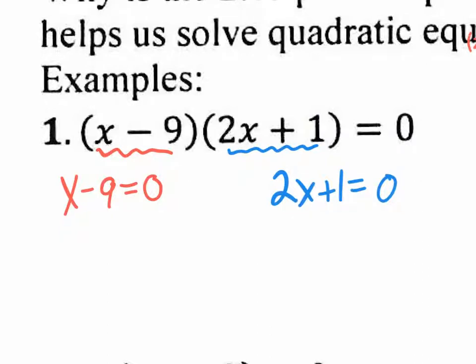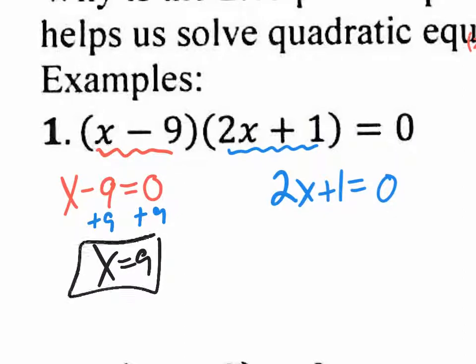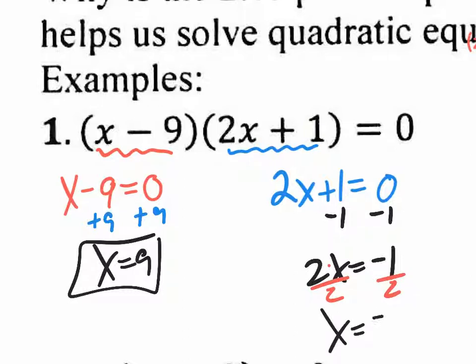Now, all I have to do is solve the first one. Plus 9, my answer is x equals 9. Solve the second one, minus 1, 2x equals minus 1. So you're going to divide by 2, and x will equal negative 1/2. That's the other answer.